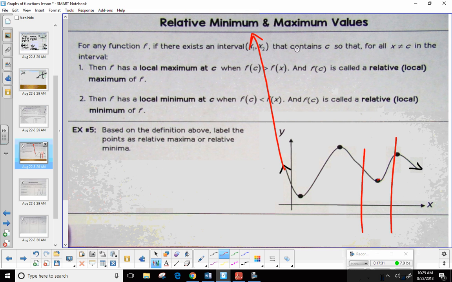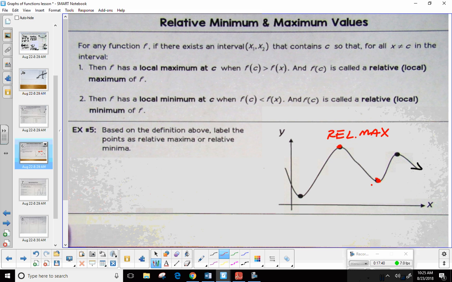So I've already labeled two of them for you. So this right here would be the relative max, or a relative max, I should say. This one right here would be a relative min. What's this other one right here? Would he be a relative max or a relative min? He'd be a relative max. What about this guy right here? He's a relative min. There you go.